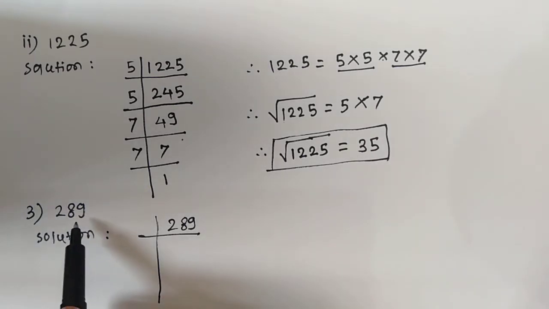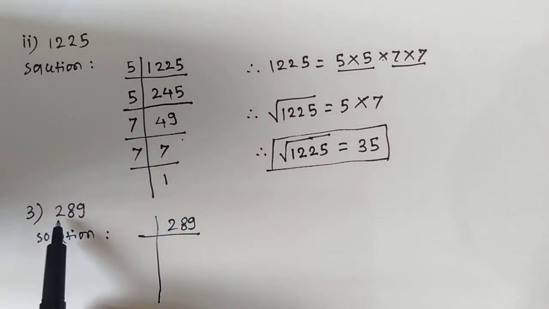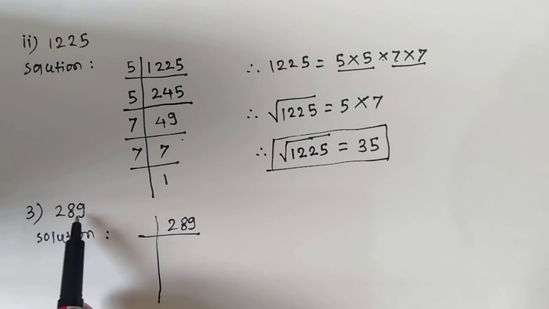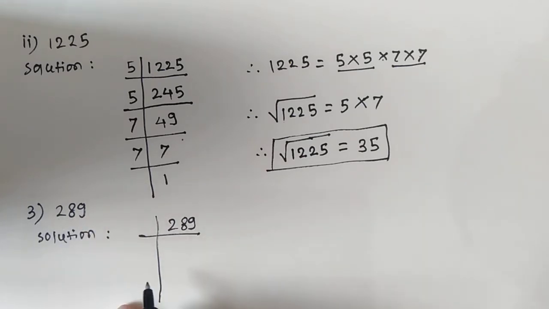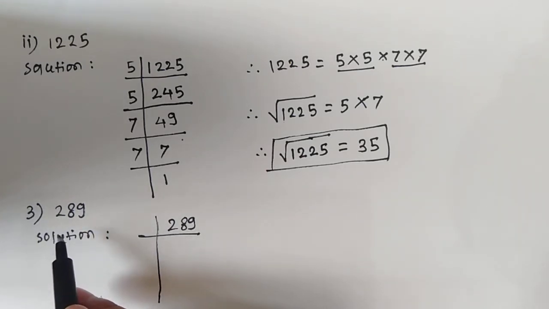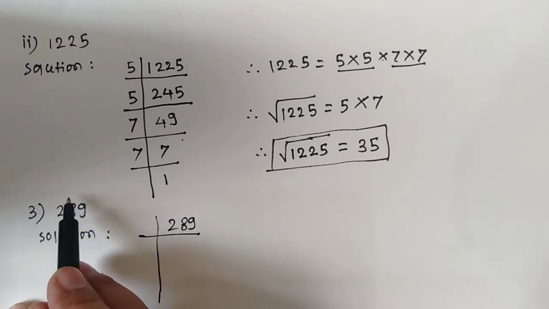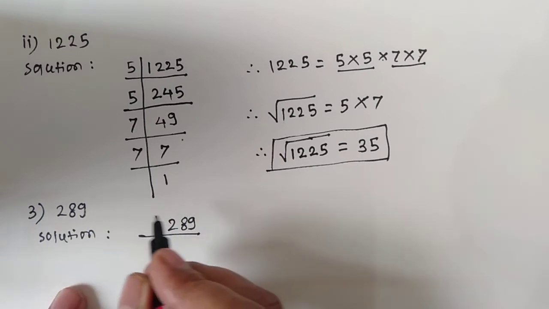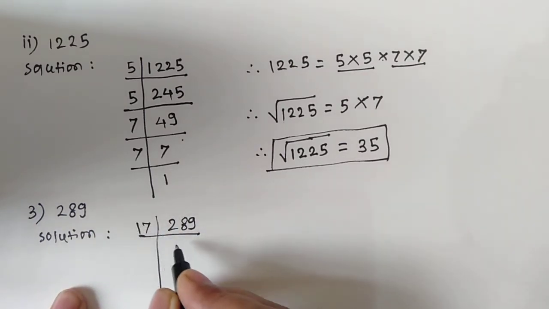Now check whether it is divisible by 7. No. 11. No. 13. No. So directly we divide by 17. 17 ones are 17. Yes, it is divisible by 17. So 17 ones are 17. 17 sevens are 190.